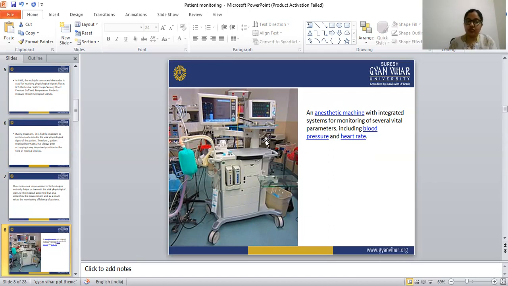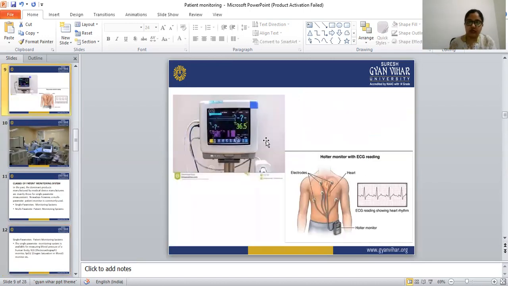So this computerized patient monitoring system is very useful in the healthcare system. And this is the ECG monitoring system, which means there are lots of electrodes attached to the body. This is the Holter monitor, and the electrodes are attached to our body. When these electrodes are attached to our body, the ECG can be measured in this computerized machine. So this is the computerized patient monitoring system.